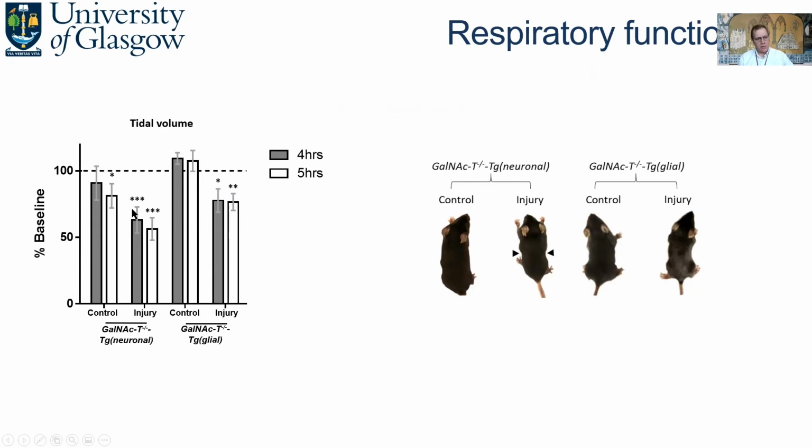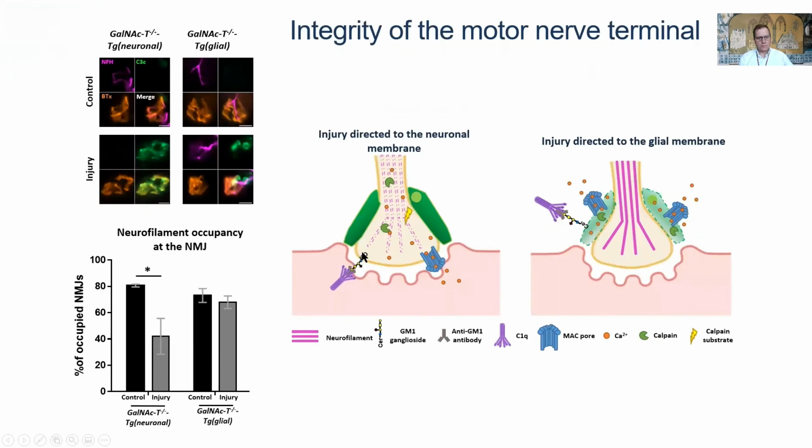And whilst the paralysis is greatest in the neuronal mice, it is present to some extent as well in the glial mice too. So passive immunization of mice with anti-GM1 antibody in the presence of complement, both in the neuronal and the glial mice, produces a paralytic respiratory phenotype.